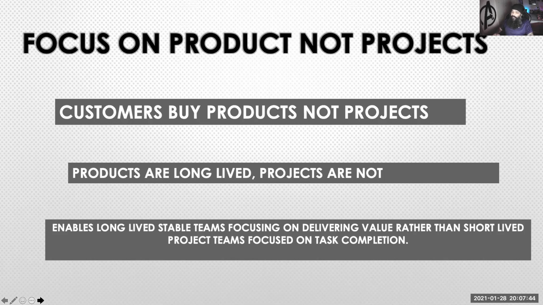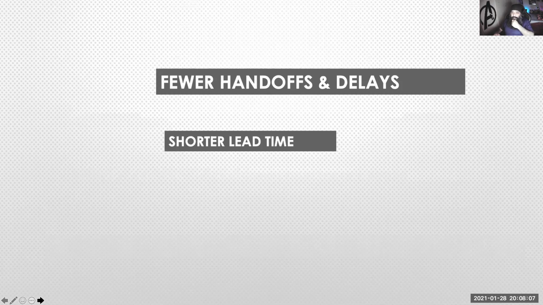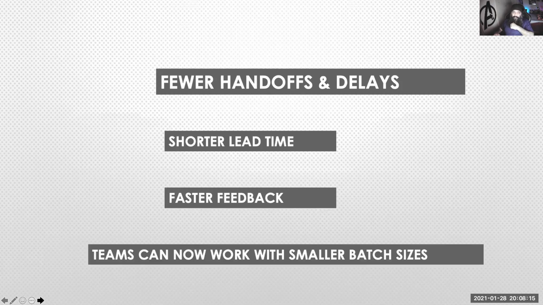And whenever I'm saying product, I'm referring mostly to the value streams that we have identified so far. The solution that we are delivering is what I've been referring to as a product, right? And the moment you have identified the value streams and start focusing on that, you get fewer handoffs and delays. The moment you have fewer handoffs and delays, shorter lead times. And the moment you have shorter lead times, faster feedback. And since you're able to get faster feedback, the team now has the capability to start working on smaller batch sizes, right?